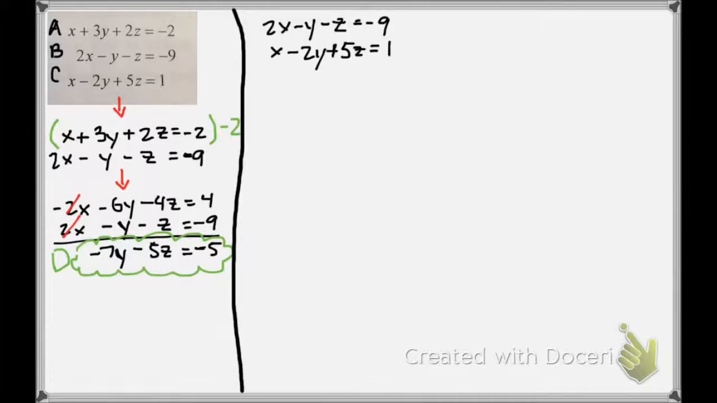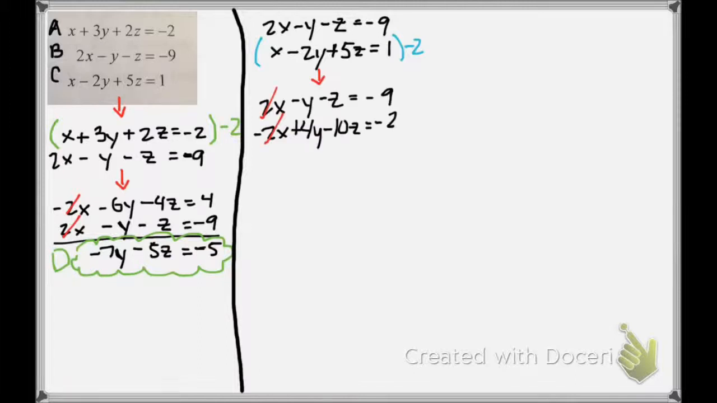Now take equation B and C and do the same thing as with A and B. I multiplied C with -2. This canceled out the 2x and -2x. Now, I add the rest of the equations together. -y and 4y become 3y. -z and -10z become -11z. And -9 and -2 become -11. This new equation shall be labeled equation E.